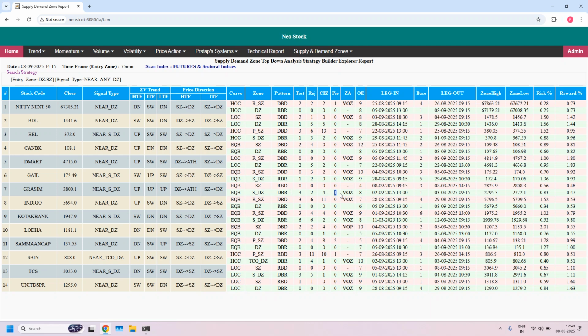Grasim is not valid because it is a PR surge zone. Next one, Kotak Bank is having a 75 minutes high liquidity demand zone. Next one, TCS is having a 75 minutes high liquidity demand zone. So in total we identified 4 75 minutes high liquidity demand zones from this list.